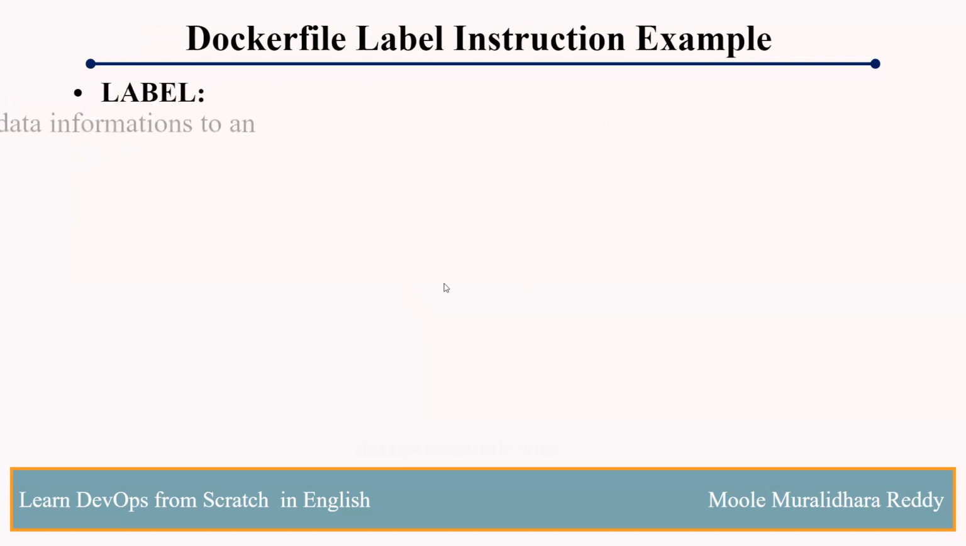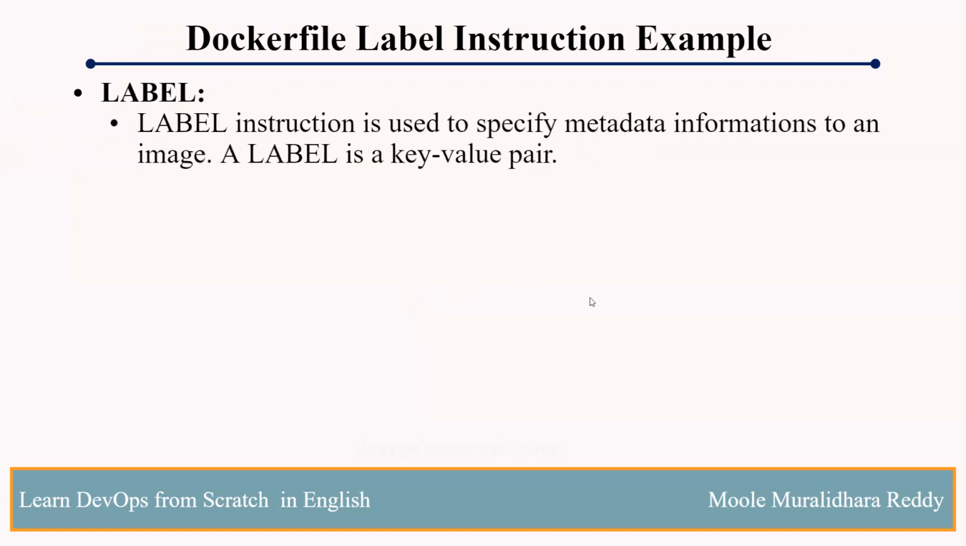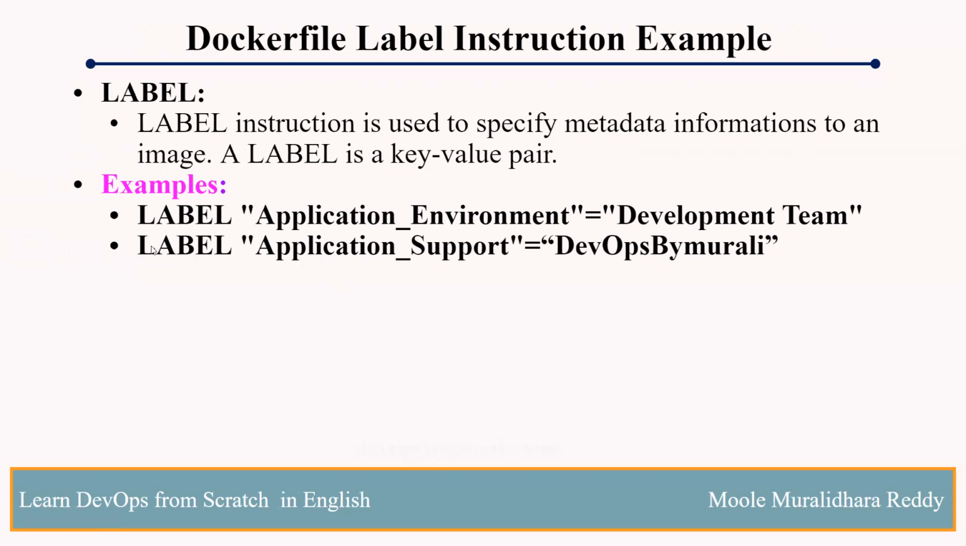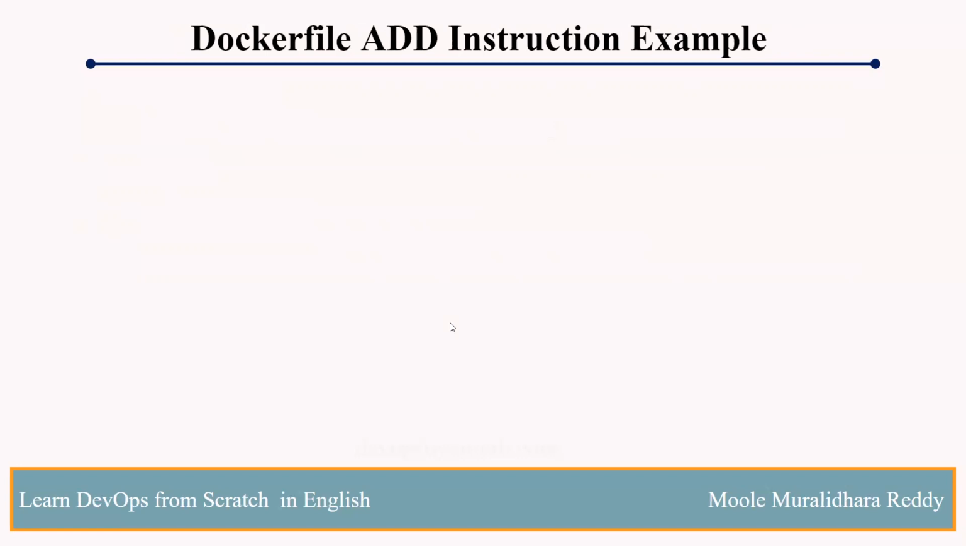Next, the Docker LABEL instruction. Coming to the LABEL instruction, if you want to specify any metadata information, you can declare it inside the Dockerfile. These labels will be key value pairs. Example, if you see here, LABEL application environment equals development. In case you want to define application support, who is supporting that application, for example DevOps by Murali. We can define this metadata information of the Dockerfile using labels. Got it right?